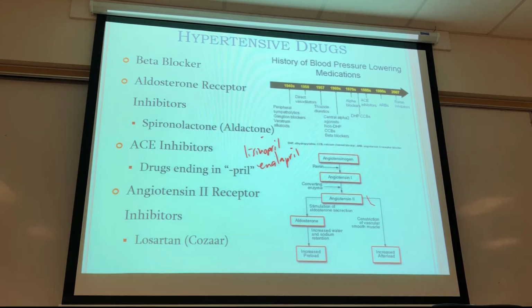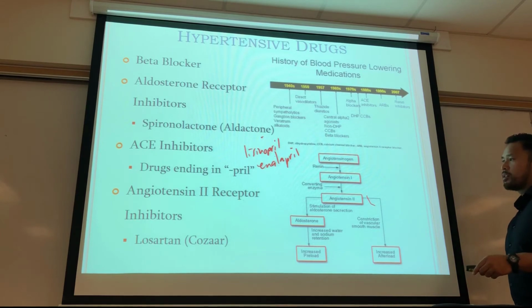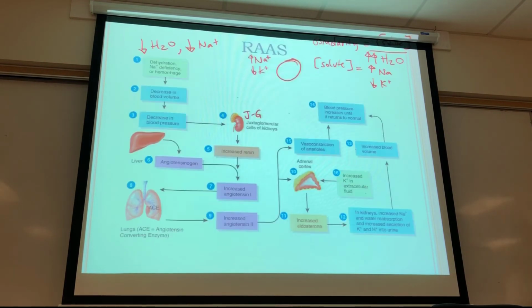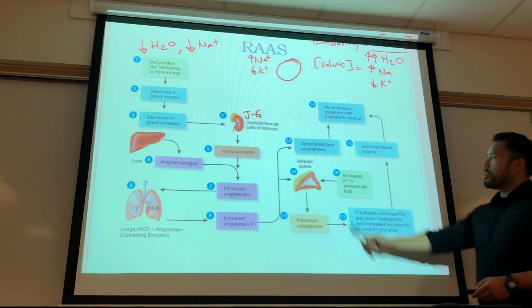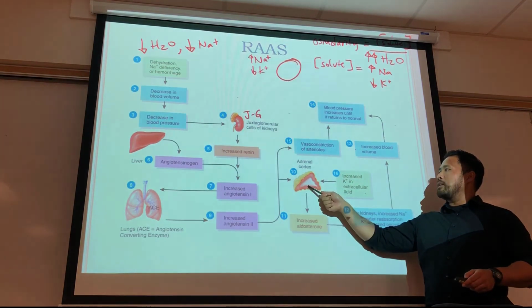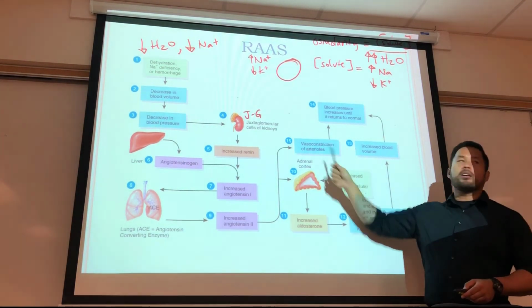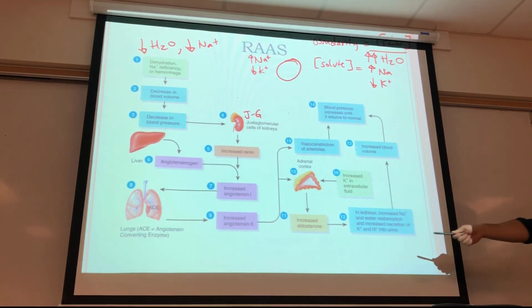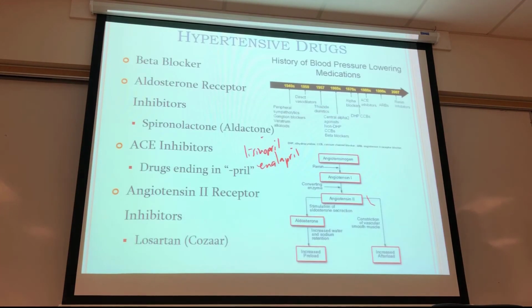The other one is angiotensin 2 receptor inhibitors. Cozaar is a big one. So going back to where angiotensin 2 receptors are, on the arterioles as well as the kidneys. Block angiotensin 2 from binding onto the adrenal cortex or the arterioles will limit the production of aldosterone. So numerous pathways that have been discovered.